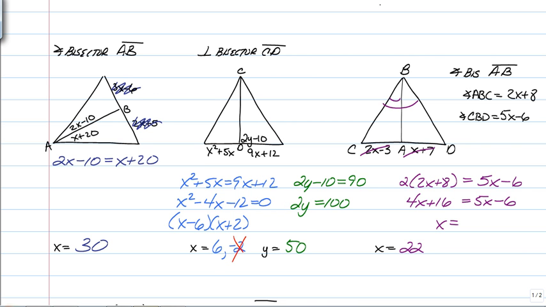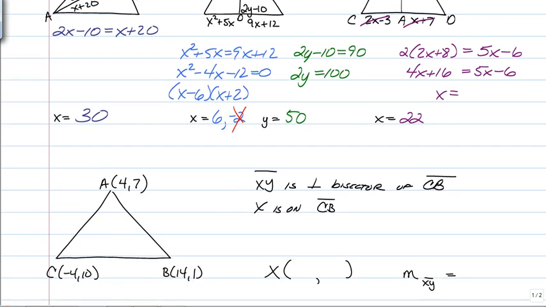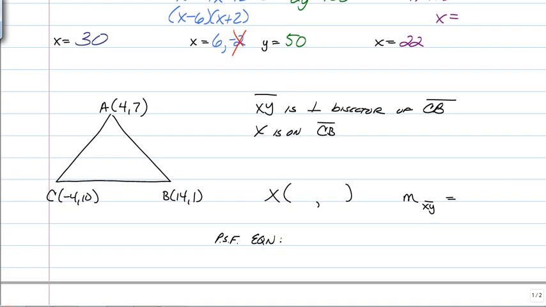The last thing we're going to do is write an equation of a perpendicular bisector. Okay, so you have been given a triangle with 3 coordinates. XY is a perpendicular bisector of CB. And it says that x is on CB. So here's x. And XY is our perpendicular bisector, so it looks like y is somewhere around here.